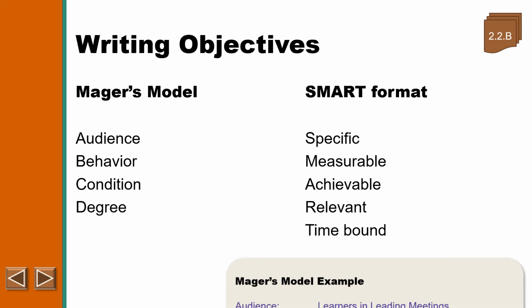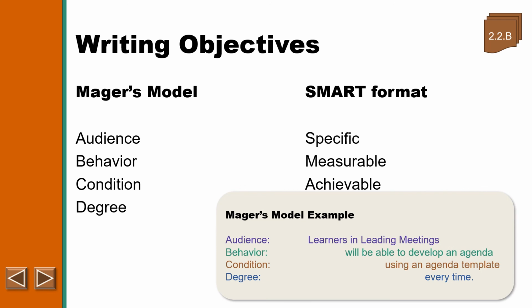To give there, I said it again. Mager's model. Audience can be drawn from the course title, learners in leading meetings. Behavior, we'll be able to develop. So develop is kind of your verb in there. Condition, using an agenda template. The condition is what they will have available during the time that they do the action. The degree of mastery, how well they have to do it, how often they have to do it, every time.